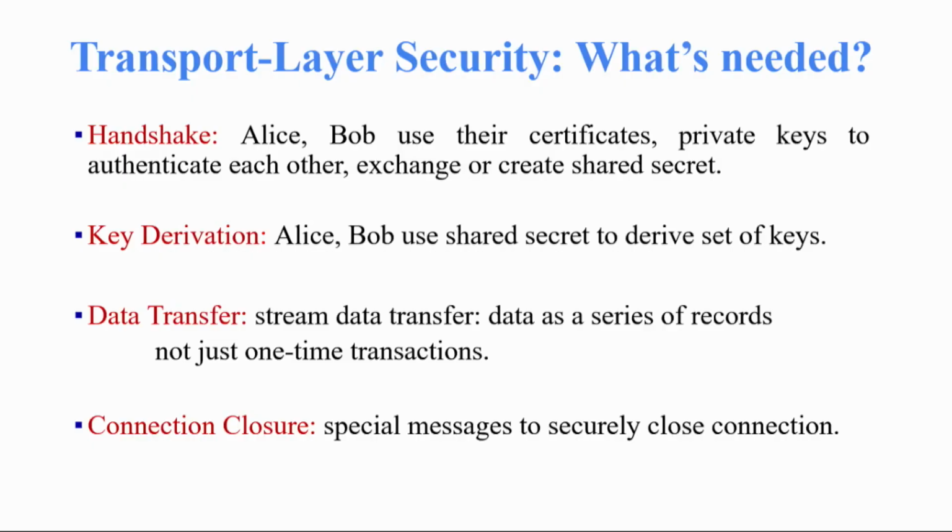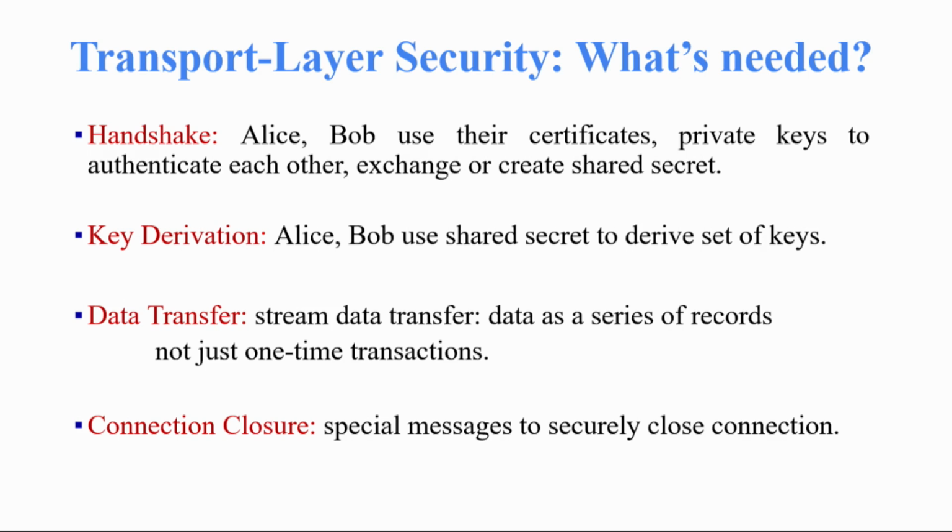So first is the handshake. What happens in the handshake? Alice and Bob will use their certificates and private keys and exchange them. Any shared secret material that needs to be exchanged is done during handshaking. Then key derivation will happen. They will derive a set of keys using the shared secret that they have just shared using the handshake.